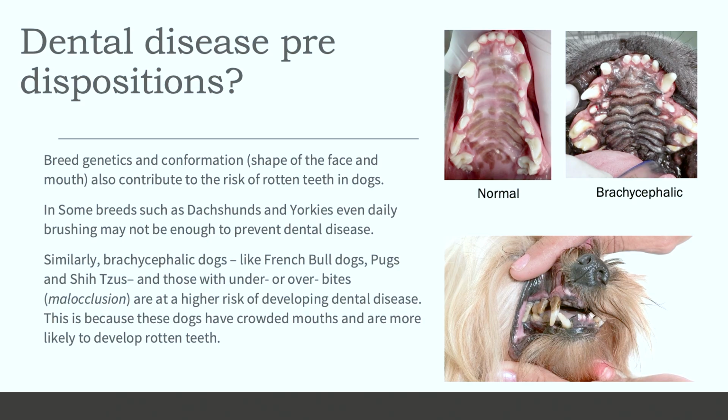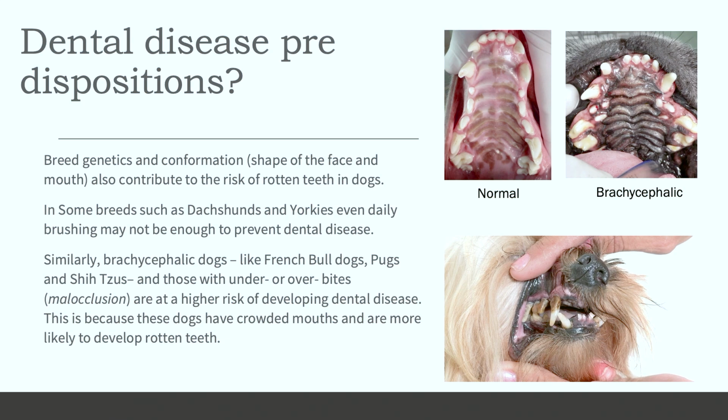So when we talk about breed genetics and dental disease predispositions, the genetics or conformation, shape and face of the mouth also contribute to the risk of rotten teeth in dogs. In some breeds, such as Dachshunds and Yorkies, even daily brushing may not be enough to prevent dental disease because these breeds are overrepresented for having dental issues. Similarly, brachycephalic dogs like French Bulldogs, Pugs, and Shih Tzus, or those with under or over bites, which are termed a malocclusion, are at a higher risk of developing dental disease.